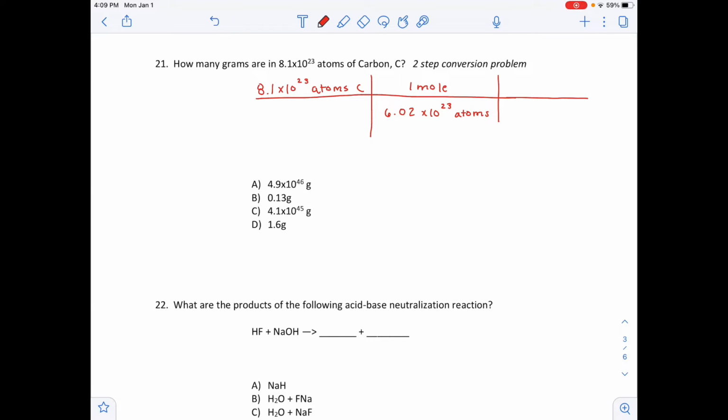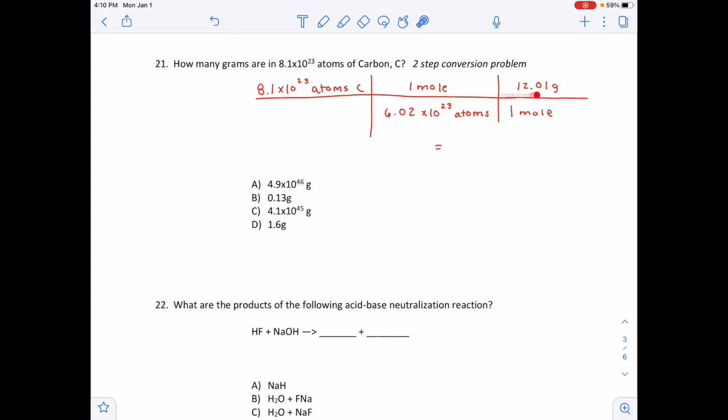And then you write 1 mole over here. And then because we have to find how many grams, to convert from moles to grams of carbon, you have to use the molar mass of carbon. So you're going to look at the periodic table and you're going to look under the element symbol and you're going to find the molar mass, which for carbon is 12.01 grams.